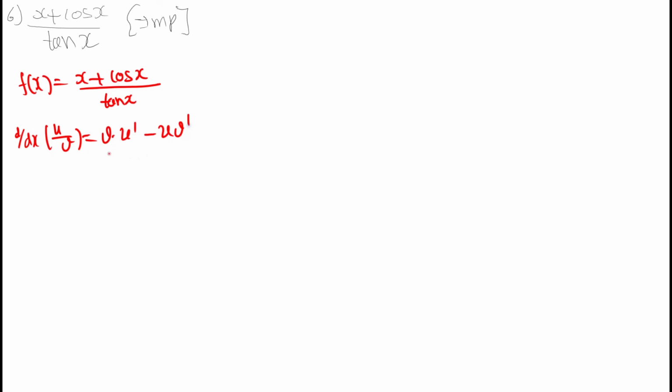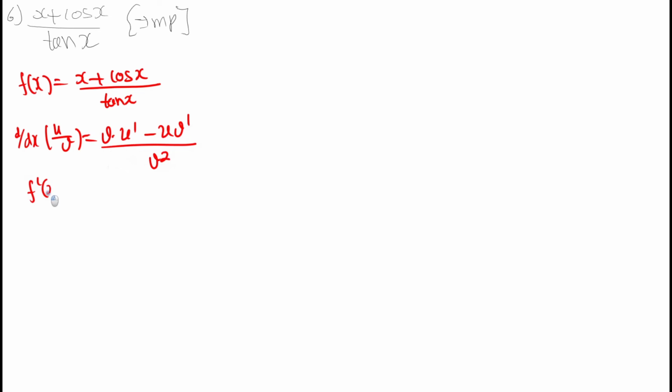See the next question, x plus cos x by tan x. Take f of x is equal to x plus cos x divided by tan x. Write the formula d by dx of u by v is equal to v into u dash minus u into v dash divided by v square.